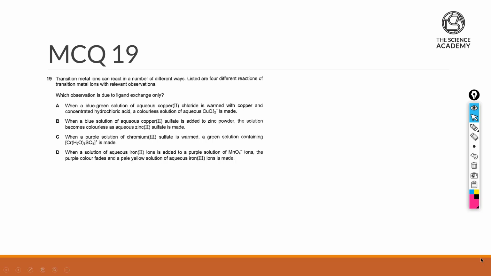Continuing on the trend of transition metals, in MCQ 19, we're asked to see which of the following observations is actually that of a ligand exchange by itself. A very simple way to take a look at ligand exchange is to remember that the oxidation state of the transition metal in question is the same before and after the ligand exchange. So if it actually changes and there's a redox reaction, it is not a ligand exchange.